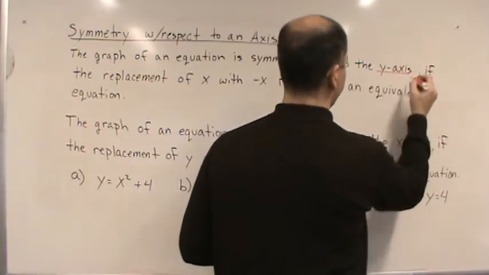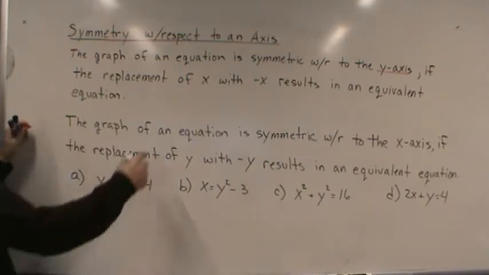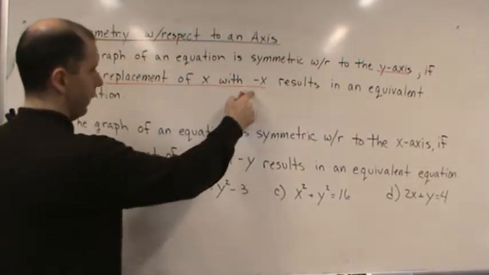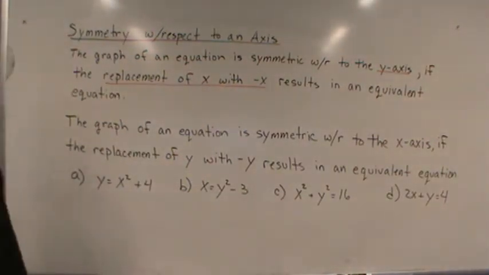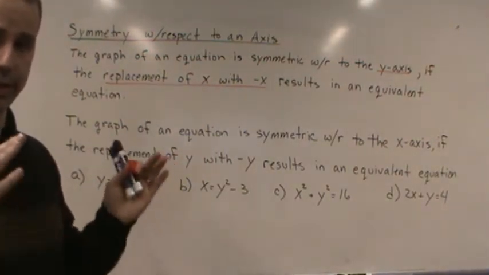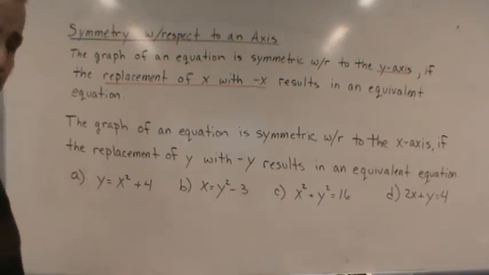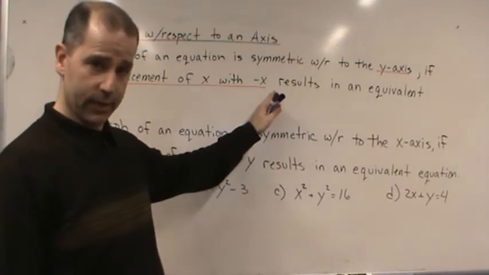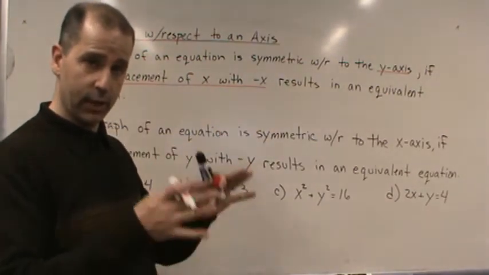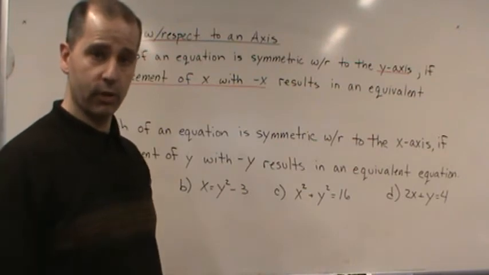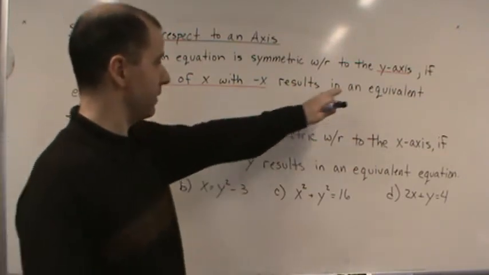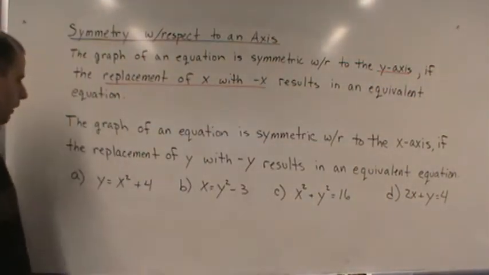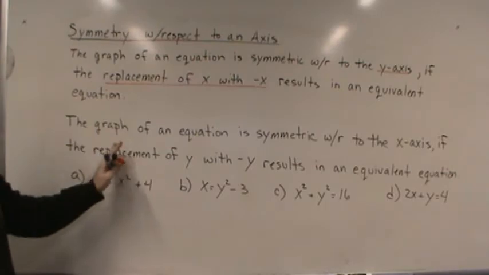if the replacement of x with negative x results in an equivalent equation, which means you get the same equation. So if you replace x with the negative of x, or the opposite of x, and you simplify the expression and you end up with the same equation when you're done, then we know that it's symmetric with respect to the y-axis.